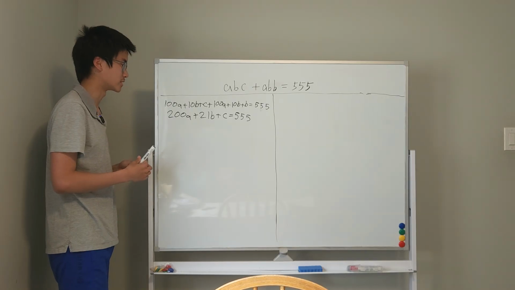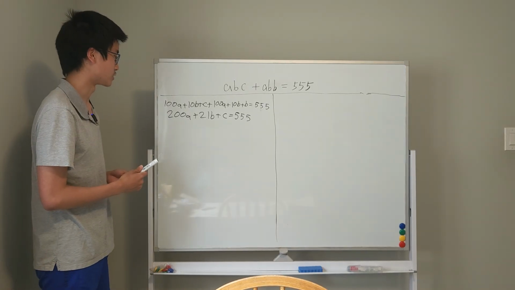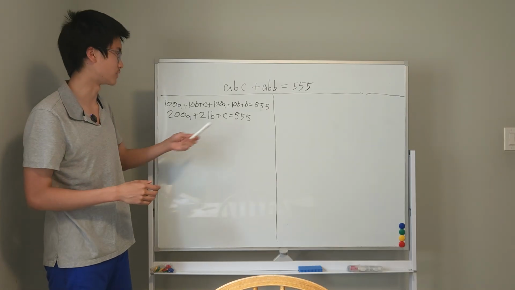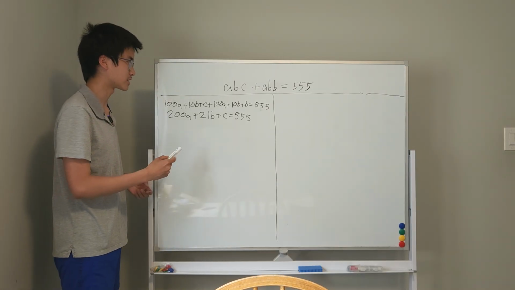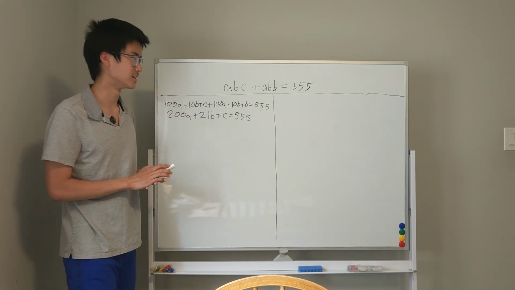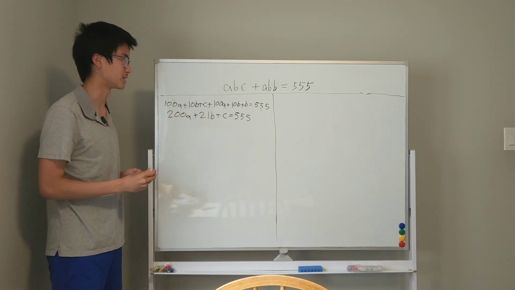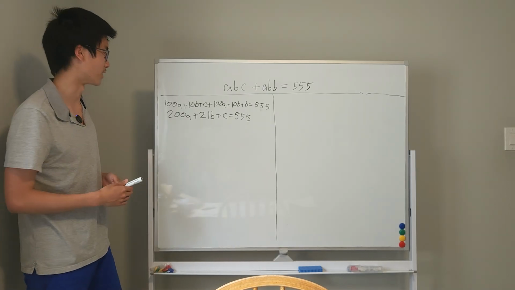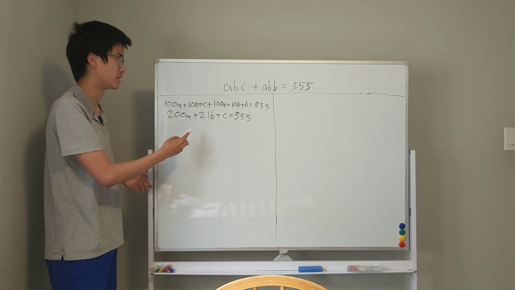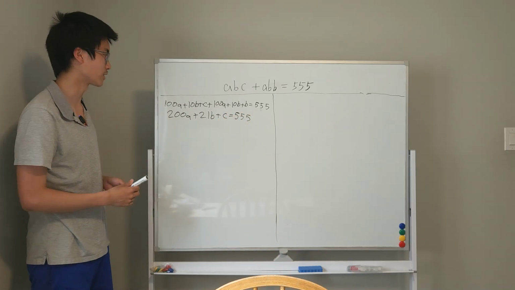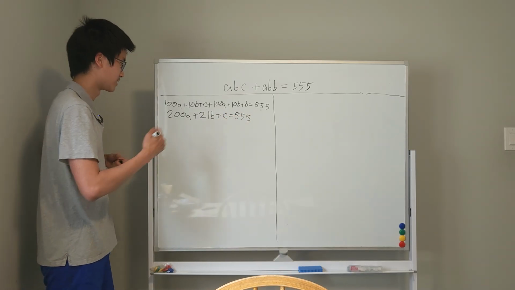However, if A was either 0 or 1, so suppose A equals 1, then 21B plus C equals 355. And we notice that this is not possible, because if we set B to 9 and C to 9, to maximize 21B plus C, that will only have a maximum of 190. And if A equals 1, then we have 355 on this side. So therefore, A must equal 2.